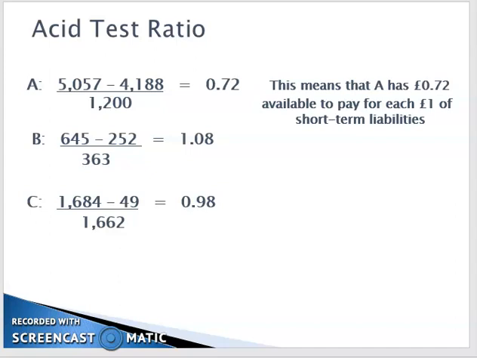Looking at A, 0.72 means that it has 72 pence available to pay for every pound of its short-term liabilities. So looking at this, A is the worst. A is most likely to go out of business in the short term.